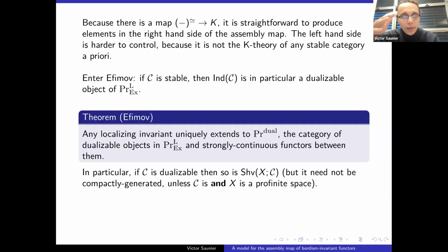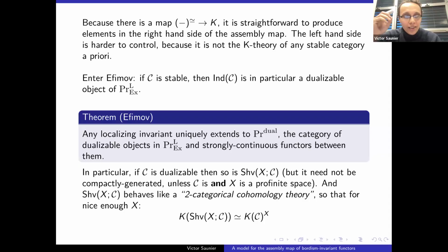This is in general very much non-compactly generated unless C is compactly generated and X is a very nice space, so like a profinite space. And it gives you a lot of very cool examples of dualizable categories. And it's even better than this. Sheaves on X with C is some sort of two-categorical cohomology theory.